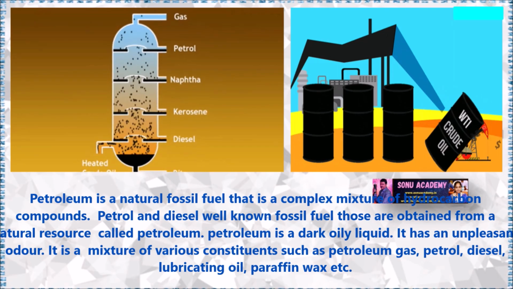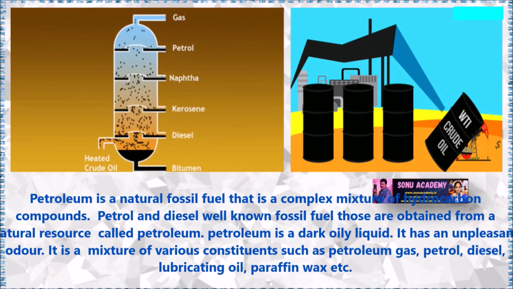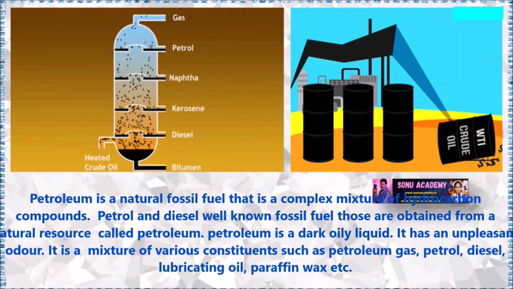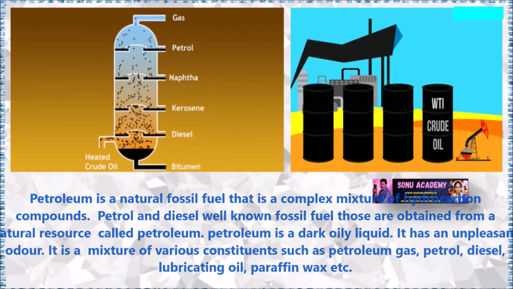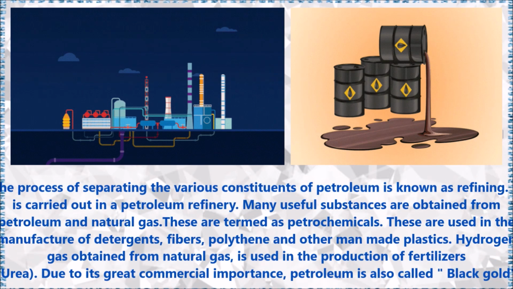It is a mixture of various constituents such as petroleum gas, petrol, diesel, lubricating oil, paraffin wax, etc. The process of separating the various constituents of petroleum is known as refining. It is carried out in a petroleum refinery.